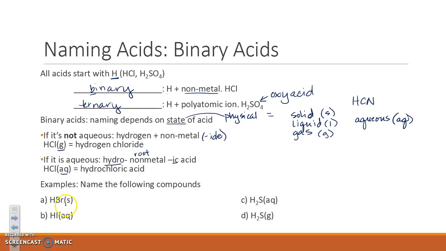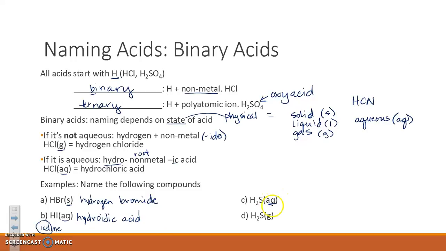So here are some examples. HBr has a G at the end of it, which means it's not an acid. So we would name it hydrogen, and then because bromine is an element on the periodic table, we change it to bromide. What about HI with AQ after it? Well, it's an acid because it's aqueous, so we're going to name it as an acid. We would name it hydro, and then the root of iodine would be iod. So hydroiodic acid, because we put IC at the end and then acid.